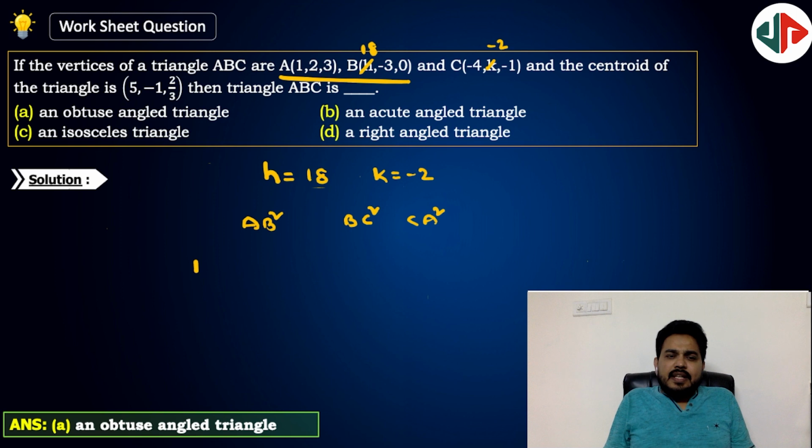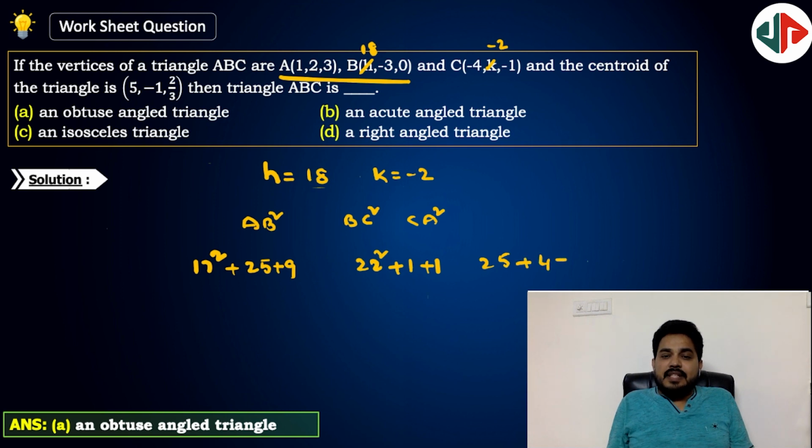So AB square is 17 square plus 25 plus 9. BC square is 22 square plus 1 plus 1. CA square is 25 plus 4 plus 16. So clearly this value will be greater than the sum of these two.